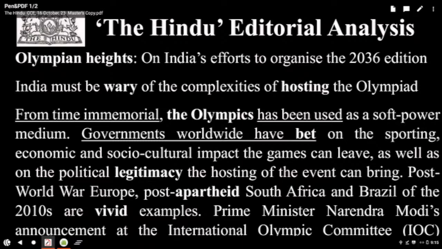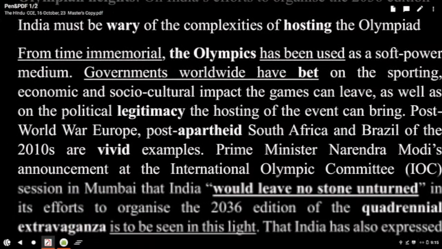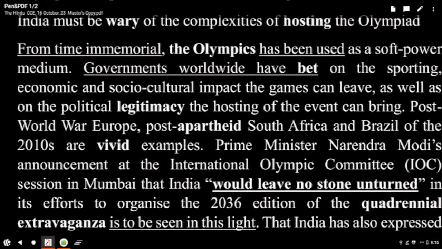The main idea is crystal clear. What is the main idea? India has to be cautious because it is not an easy thing to host the Olympics. Is that clear? How does it start? And today you see a few words underlined. They are important phrases, important expressions from a grammar point of view. From time immemorial, an important phrase you have to remember, means from the past, from the beginning.